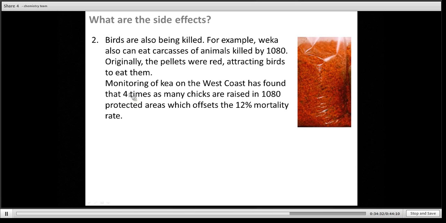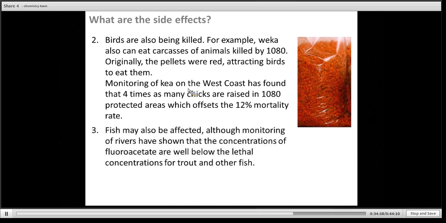However, it's sort of weighed up in that, yes, some of the animals are being killed that we don't want to die, some of the birds, but by killing off the pests, the remaining birds can still raise more chicks than if the pests weren't being killed off. So it's a bit of a balancing act. And we'll look at ways of how they've tried to reduce the biokill.